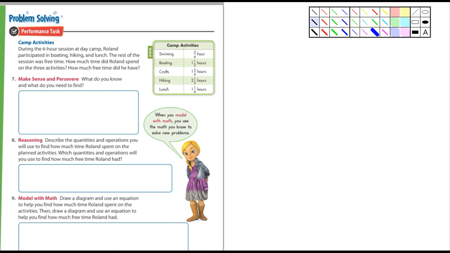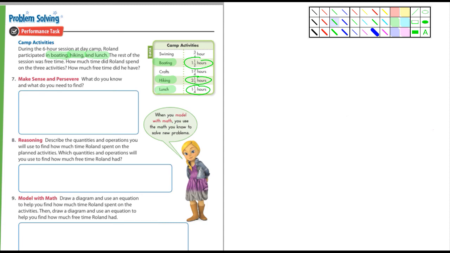All right, so what are the 3 activities that he did? Let's see here. Boating, hiking, and lunch. So there's boating, there's hiking, and there's lunch. And then they ask us, how much time did he spend on each of the activities? Looks like 2.5, 1 1/4, and 1.5. And the rest of the session was free time. How much time did Roland spend on the 3 activities? Well, you're going to add all 3 of them up.